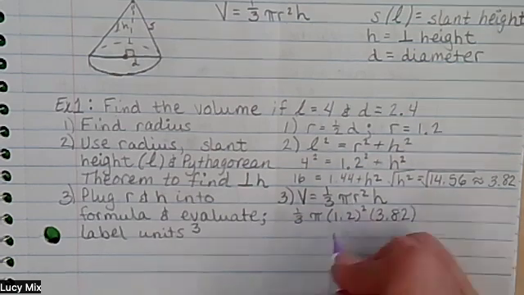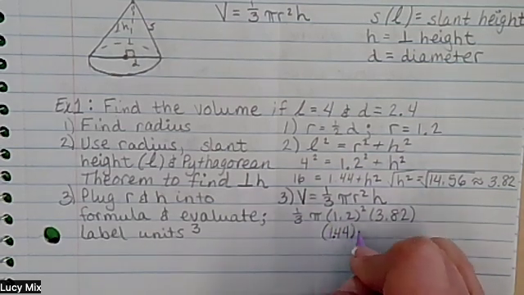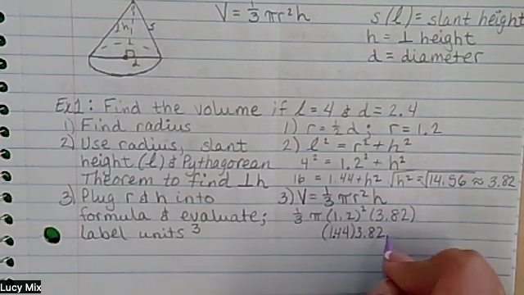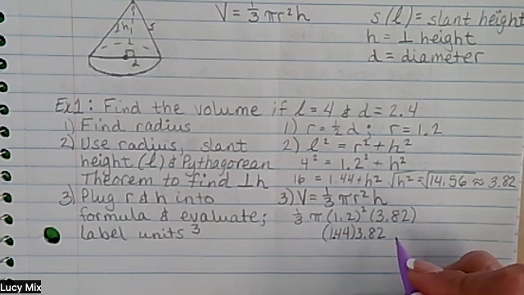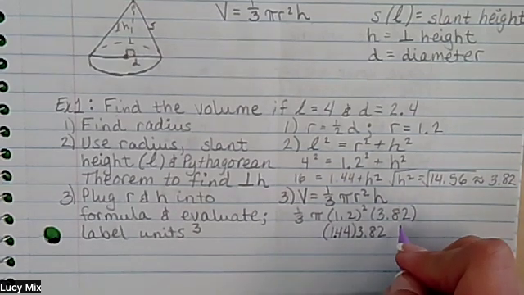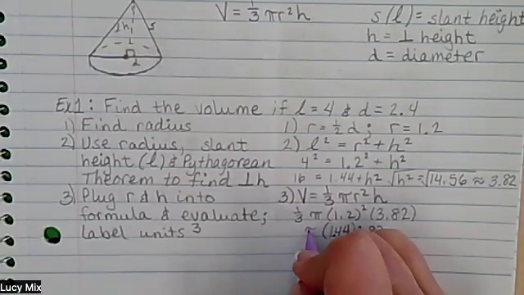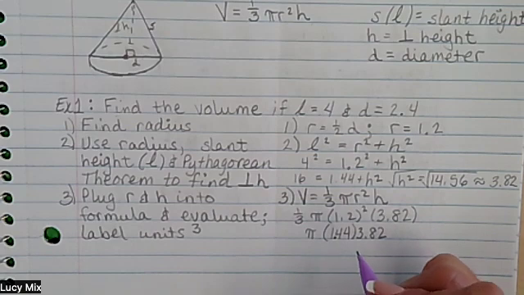1.2 squared was 1.44, times 3.82. I'm doing that on the calculator right now. And times that by pi, and again, use the pi button on the calculator if possible.